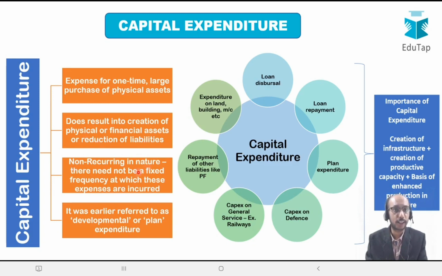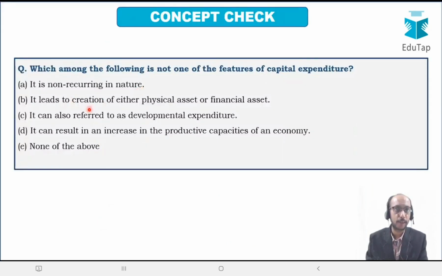This is non-recurring in nature, right? And it can be referred to as developmental or plan expenditure. It leads to creation of assets. It can also be referred to as developmental. It can result in the creation of productive capacities in an economy.